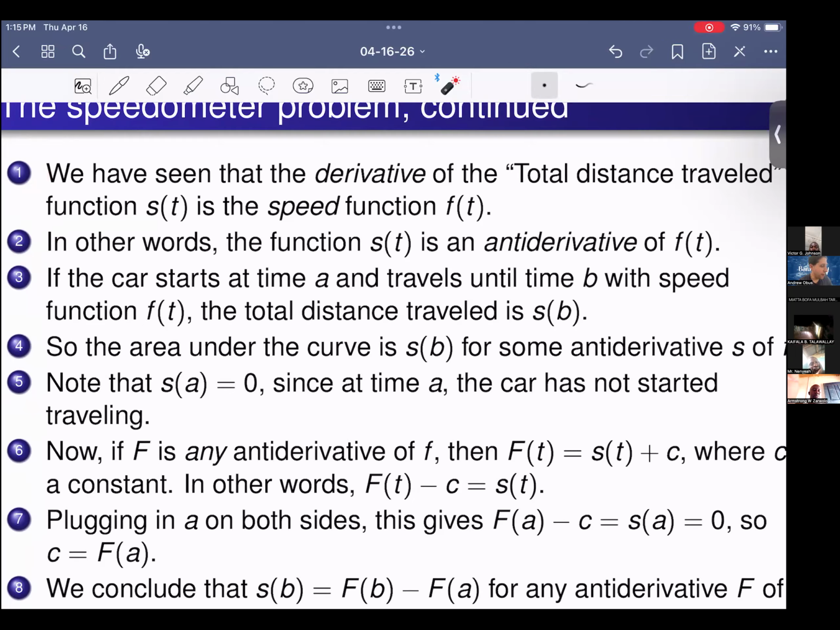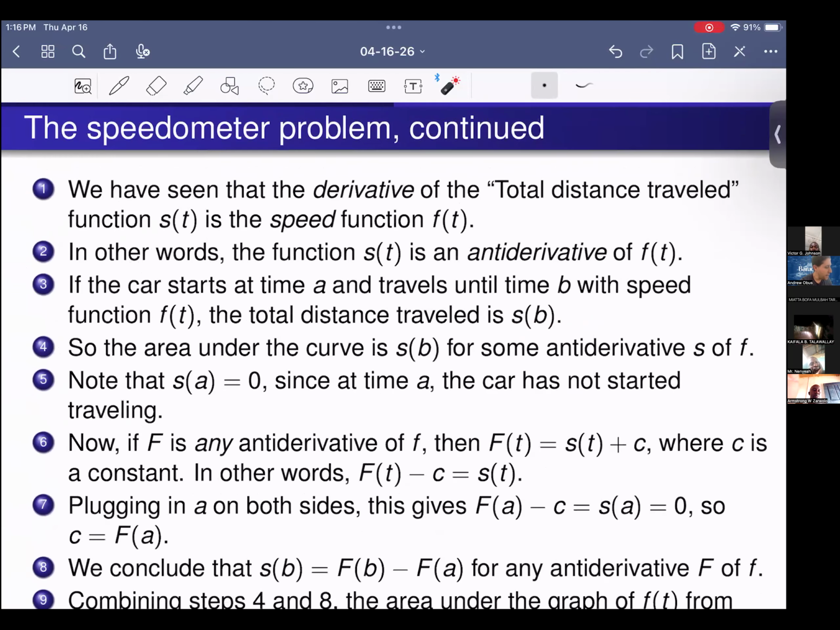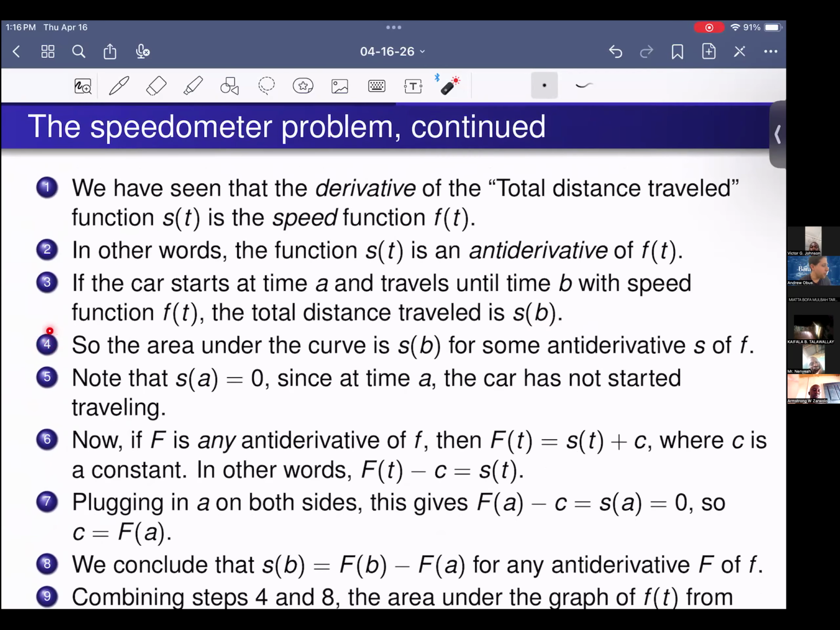All right. So one, two, and three are fine. So this S of B is giving us the distance traveled. So what does that mean? That means that the area under the curve is S of B. Remember, the area under the curve is the distance traveled. So this area is exactly this S of B. That's the total distance traveled.